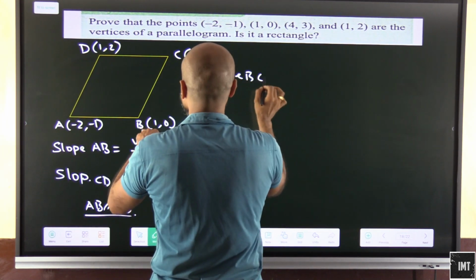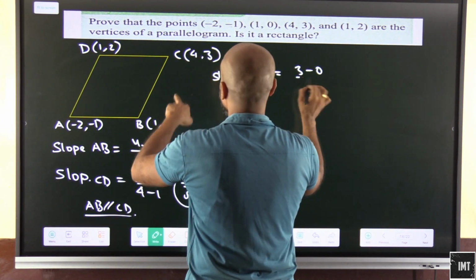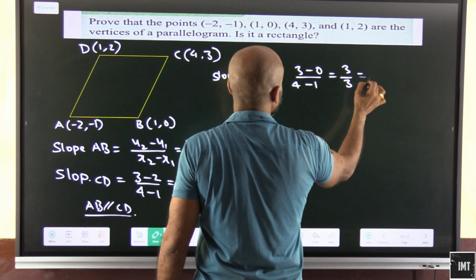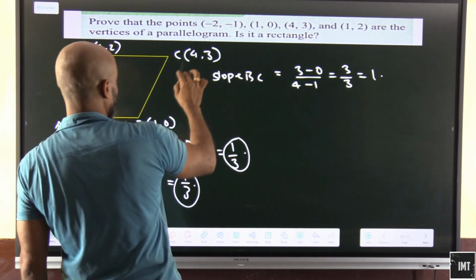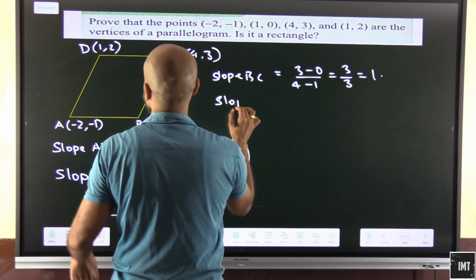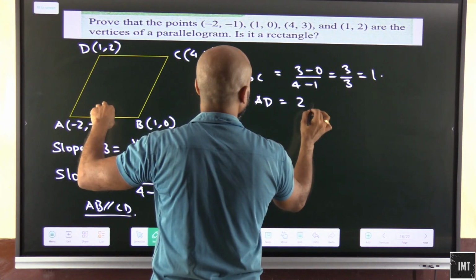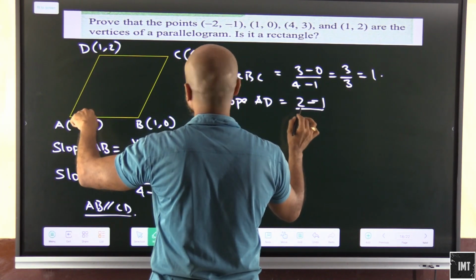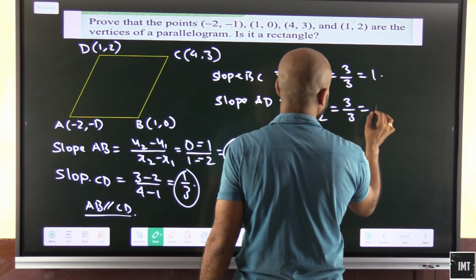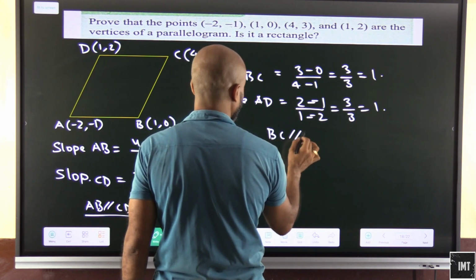BC, that will be how much? That will be 3 minus 0 upon 4 minus 1. That is 3 by 3. That is equal to 1. 3 minus 0, y2 minus y1, x2 minus x1, that is 1. And in the same way, if we take slope of AD, that will be how much? 2 minus minus 1 upon 1 minus minus 2. So this will be 3 by 3, that will be 1. So again, BC will be parallel to AD.